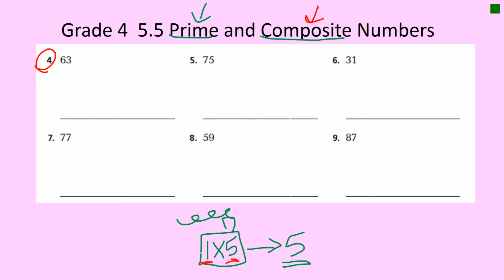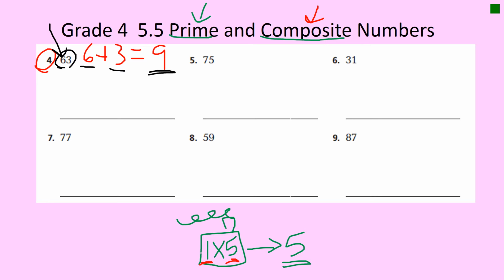It's the number 63. Well, I'm just going to test out a divisibility rule right away. I'm going to go 6 plus 3 equals 9. What's the divisibility rule for 3? Do you remember? If you add the digits of the number, 6 plus 3, and that sum is divisible by 3, then the number itself, 63, is divisible by 3.